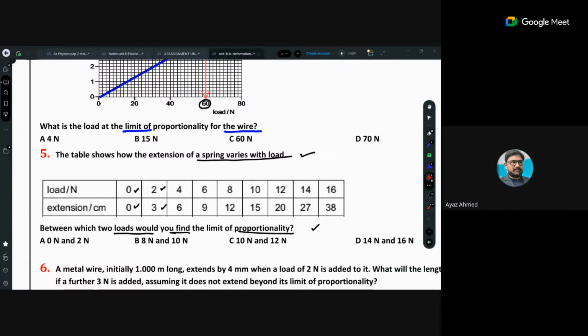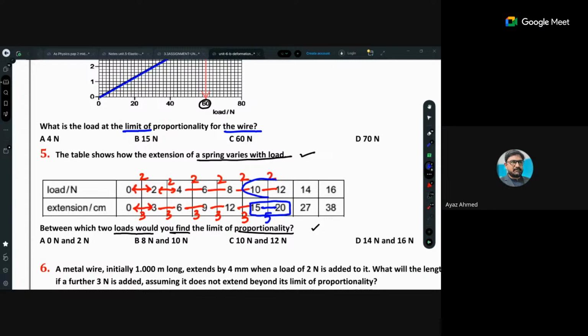For the limit of proportionality, as I told you, the extension will be no more proportional to the load. So when the table is given to you, you have to check that for every 2 Newton change in the load, there is a 3 centimeter change in the length. Here this difference is 2, this difference is 3, and so on. Here this difference is 2, but what about the difference in the extension? It is 5.